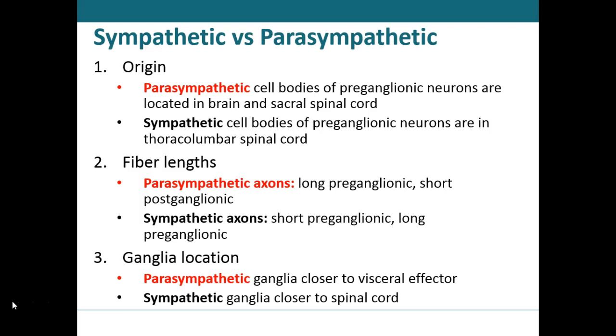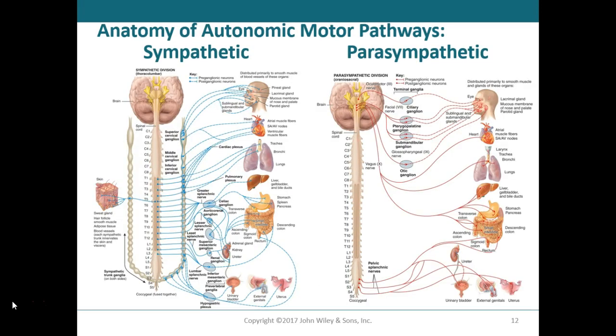And then where those ganglia are located differ in the sympathetic and the parasympathetic as well, with the parasympathetic ganglia being closer to those visceral effectors, to the organs and the glands and the muscle, the cardiac and smooth muscle, whereas with the sympathetic nervous system, the ganglia are going to be located closer to the spinal cord. So if we look at this image, yes, it's pretty complicated, but this just simply shows us everything that we just looked at. So on this particular side of the image, we're looking at the sympathetic nervous system. On this side, we're looking at the parasympathetic nervous system.